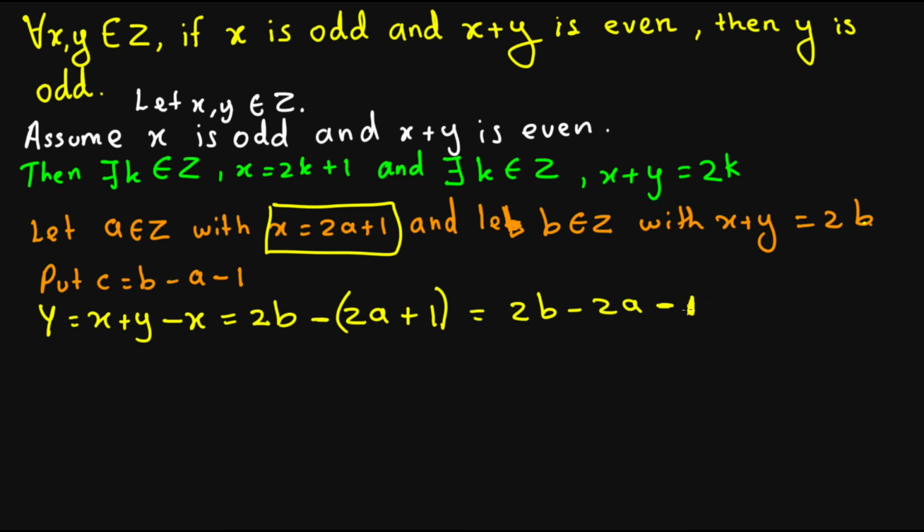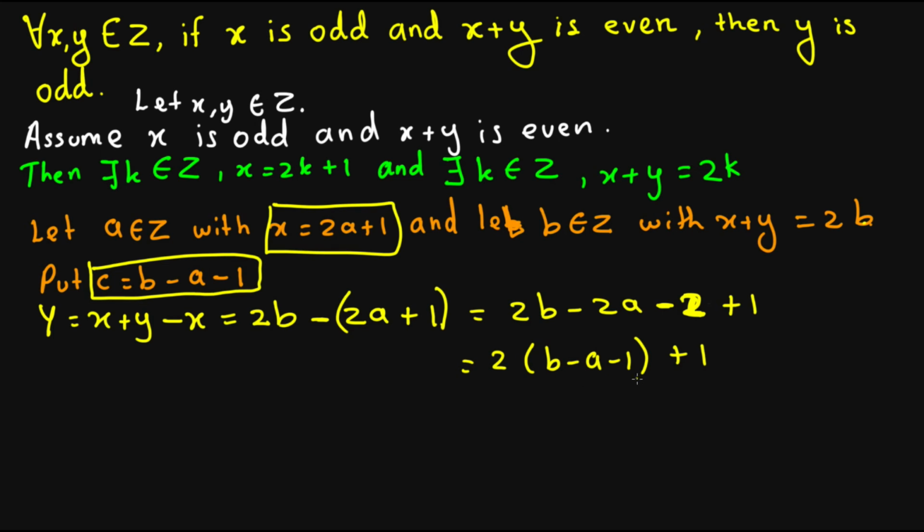To make this one into 2, because I'm going to take 2 common, I put minus 2. If I put minus 2, I had to put plus 1 right here, because it's supposed to be minus 1. We put 2 right here, and if we put 2, we had to add 1 to that. Now we got 2 everywhere, so we can take 2 common. This is going to be b minus a minus 1 plus 1. That's the reason we put this c right here, because we are going to replace this b minus a minus 1 with c. In that way we will get 2c plus 1.